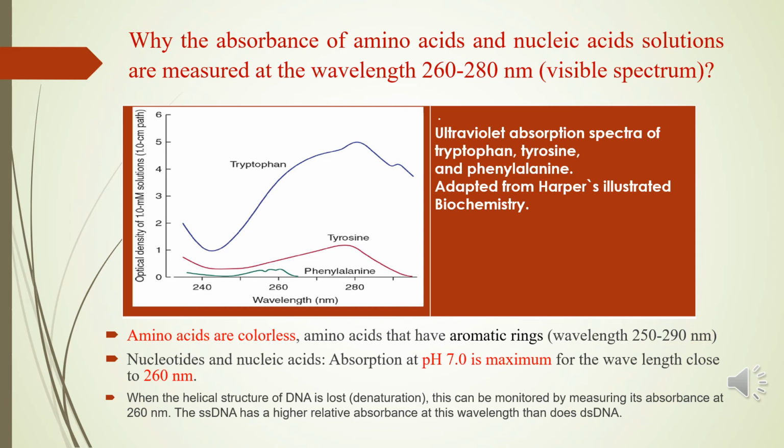And as you know, nucleotides and nucleic acids absorb ultraviolet light due to their content of conjugated double bonds in their purine and pyrimidine bases, and absorption is maximum at pH 7 for the wavelength close to 260 nanometers. So, the concentration of nucleotides and nucleic acids is thus often expressed in terms of absorbance at 260 nanometers.